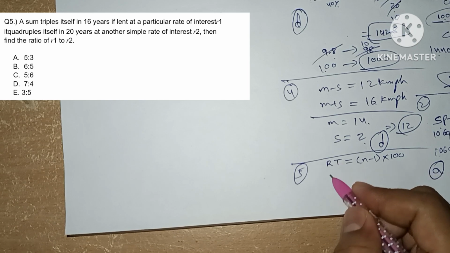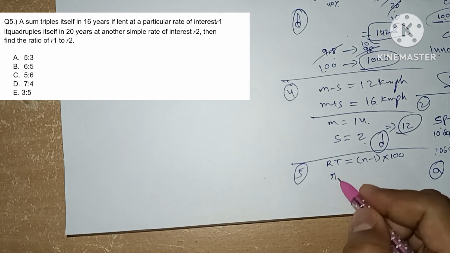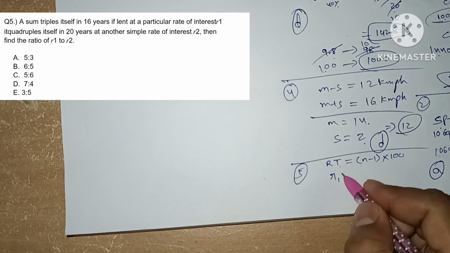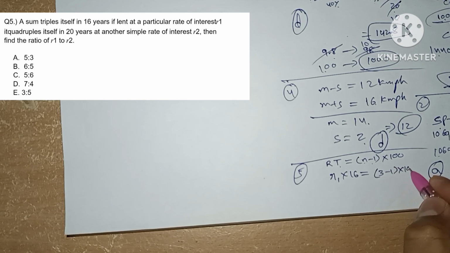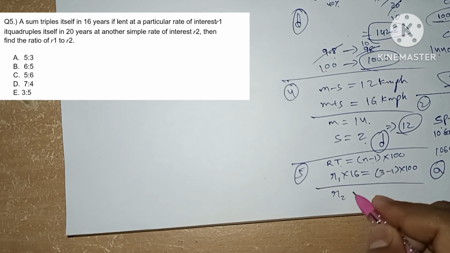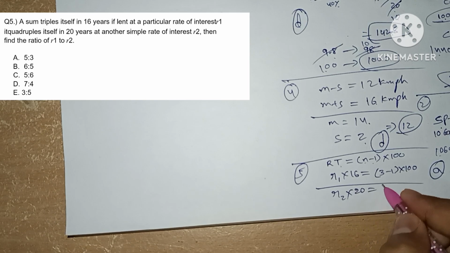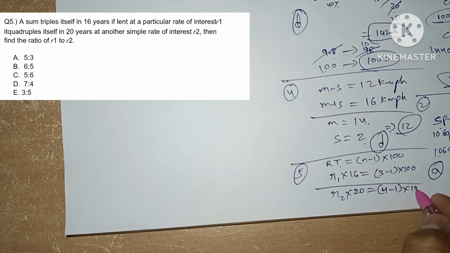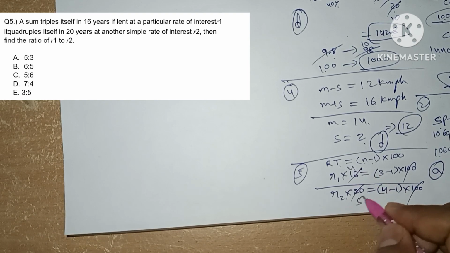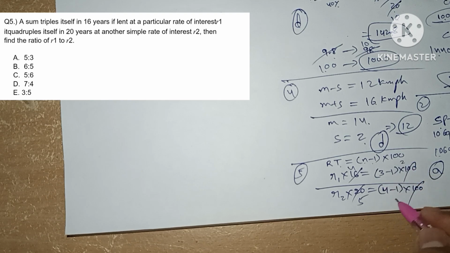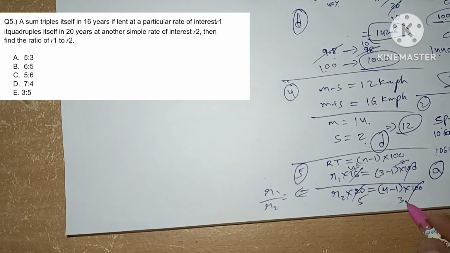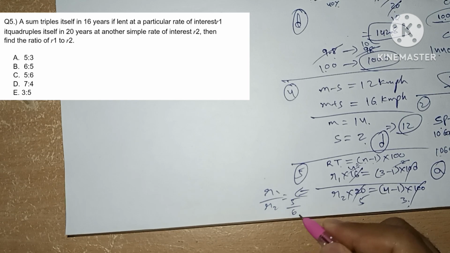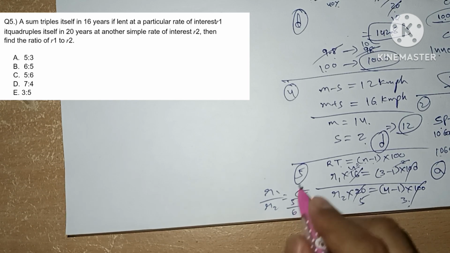In the question we have two rates given, R1 with T1 which is 16 years for the first one. N minus 1 means it triples, so 3 minus 1 into 100 is the first equation. The second equation is R2 into 20 years, as it quadruples in 20 years. Quadruple means 4 times, so 4 minus 1 into 100. So these are cancelled. For 4 times, 4 and 5 times, so we are left with 2, and this will be 3. What we are left with is R1 divided by R2 equals 5 divided by 6. So the ratio we got is 5:6. Option C is the answer for the fifth question.